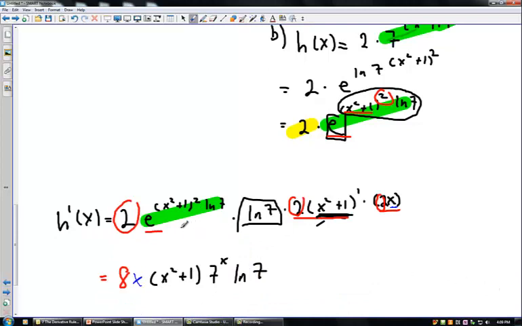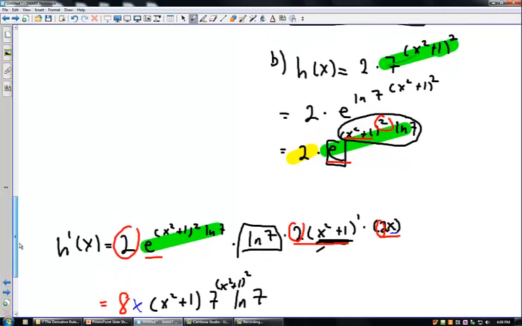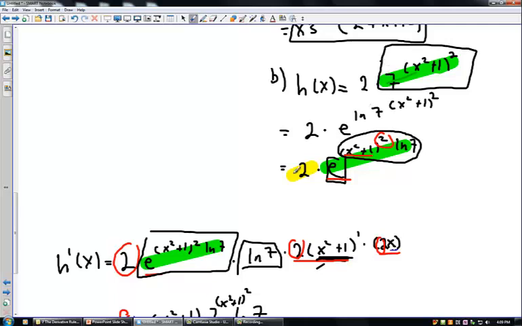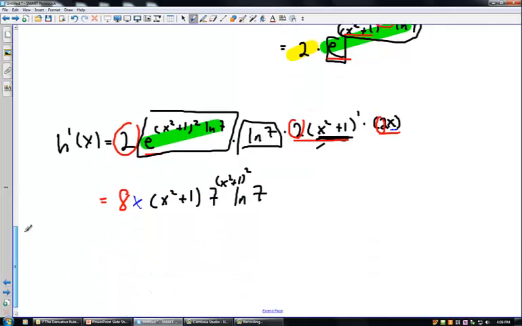Oh, I just noticed a little mistake here. When I plugged in for this, it should be 7 to the x squared plus 1 quantity squared, not 7 to the x. So just notice up here these two things that were highlighted in green. That's equal to that, not 7 to the x, right? 7 to the x squared plus 1 quantity squared. So this is my final answer.